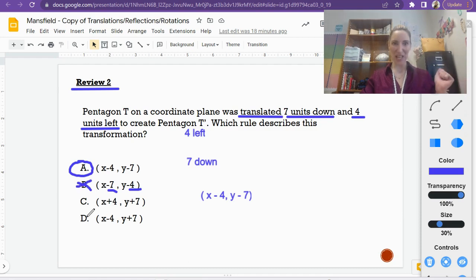Let me see letter C. I have X plus 4 and Y plus 7. We cannot have positives over here, right? If we're going left and down, they're both supposed to be negative, not positive. Let's see letter D. I have X minus 4. Beautiful. It started off perfectly. And then I have Y plus 7. I cannot have a plus 7 over here. That's not okay. If I'm going down, it's supposed to be negative. Does that make sense? Any questions?